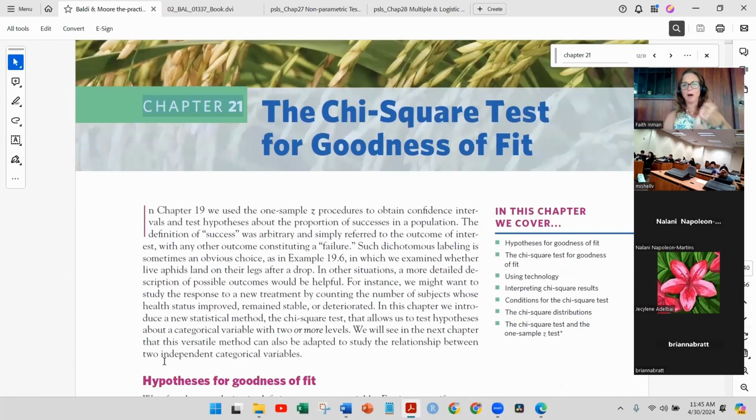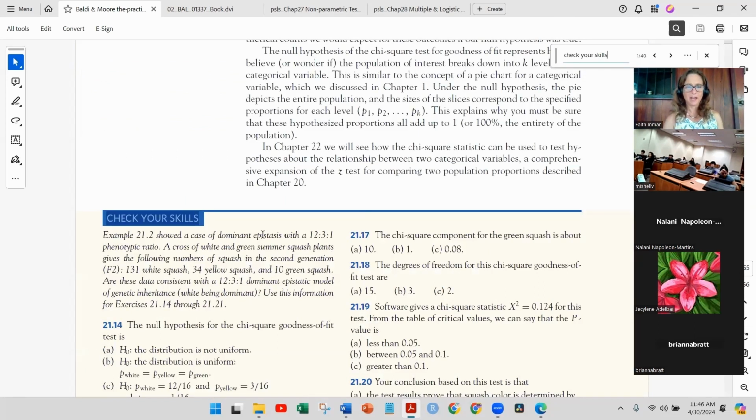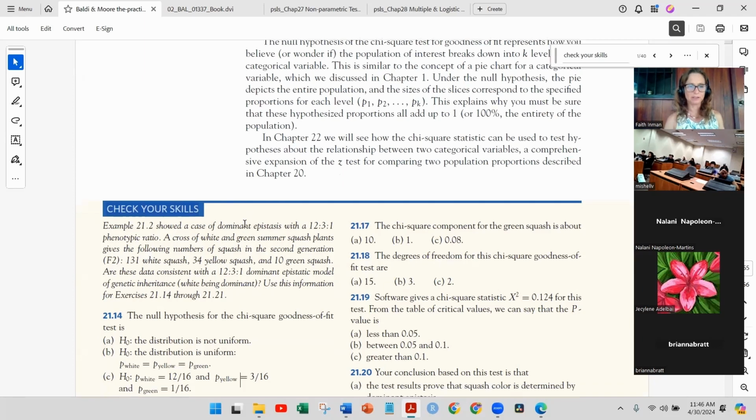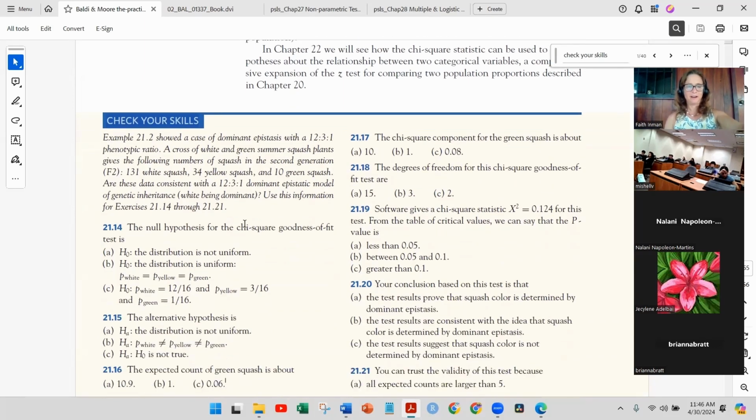It goes over the hypotheses, the test math, how to interpret the results, the conditions, everything you need to know about it, right? And then if you go down to the Check Your Skills section, again, at the end of every chapter, we have a bunch of multiple choice questions. And I took the questions from here.